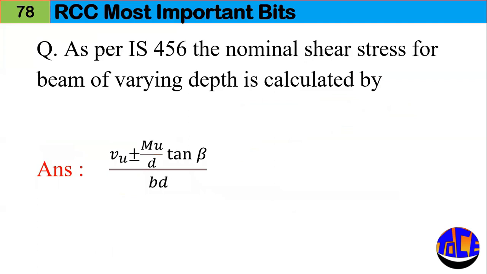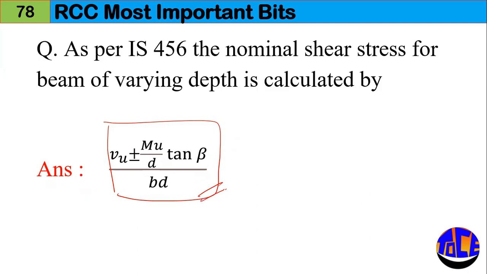Question number 78. As per IS 456, the nominal shear stress for a beam of varying depth is calculated by Vu plus or minus Mu by d tan beta, by b into d. So this is the formula to find the nominal shear stress for varying depth.